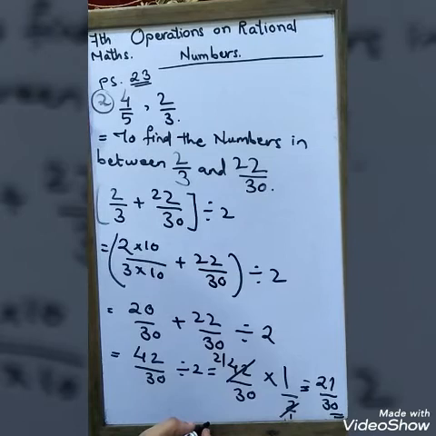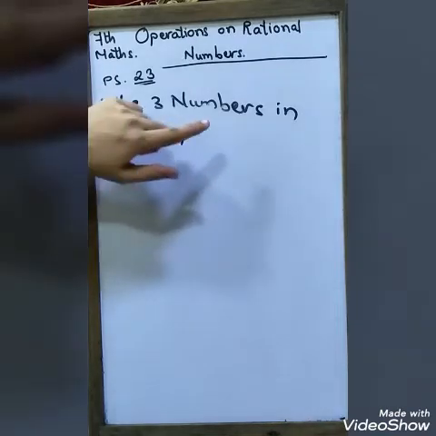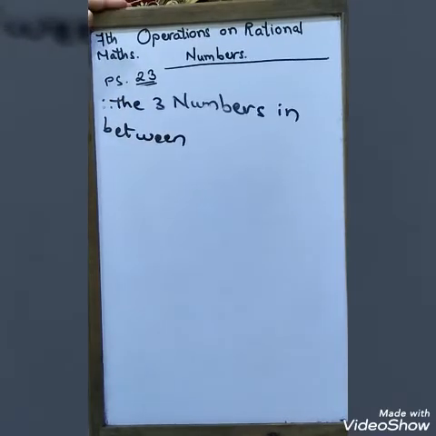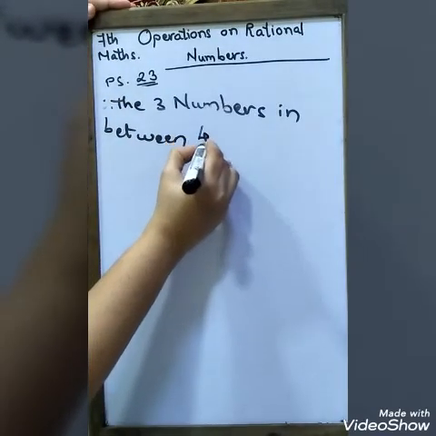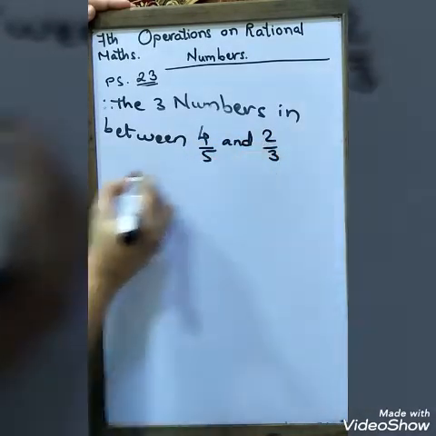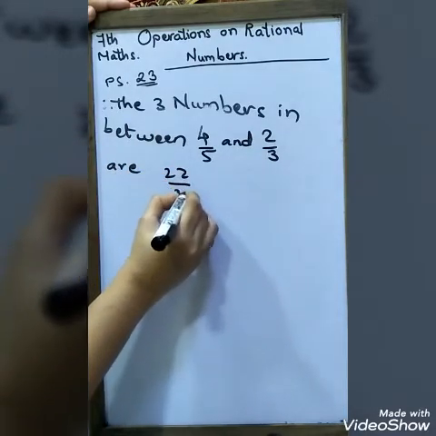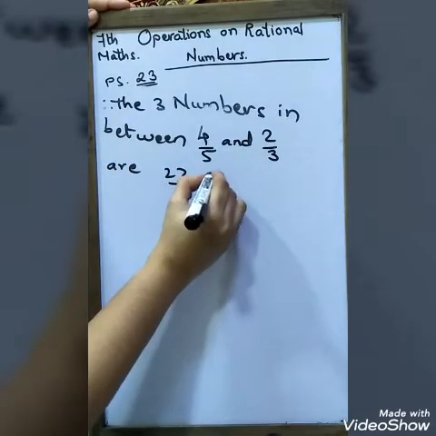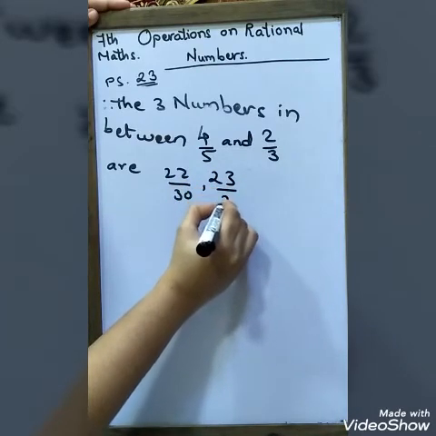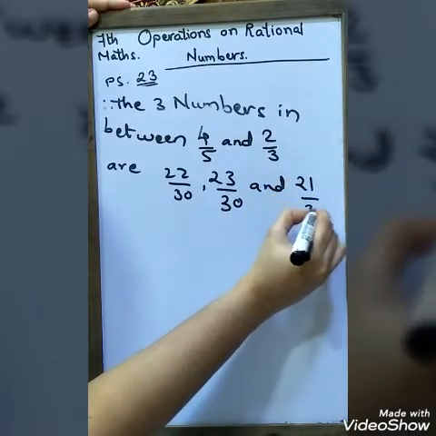So like that way we have found all three numbers. Now lastly we are supposed to write down the answer. Therefore the three numbers in between the 4 by 5 and 2 by 3 are 22 upon 30, 23 upon 30 and 21 upon 30.